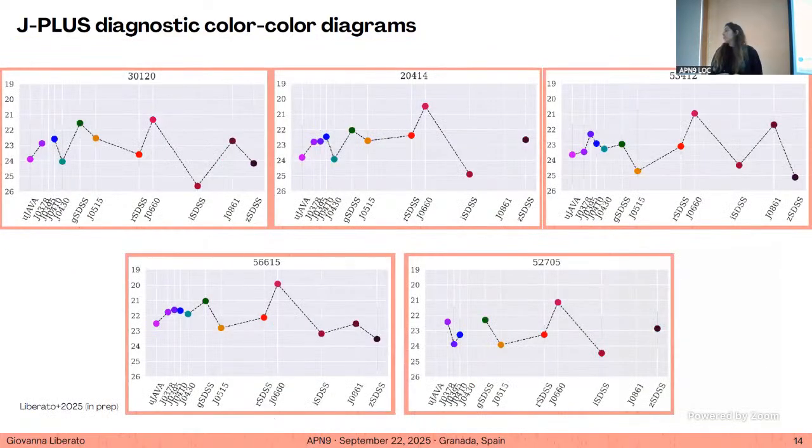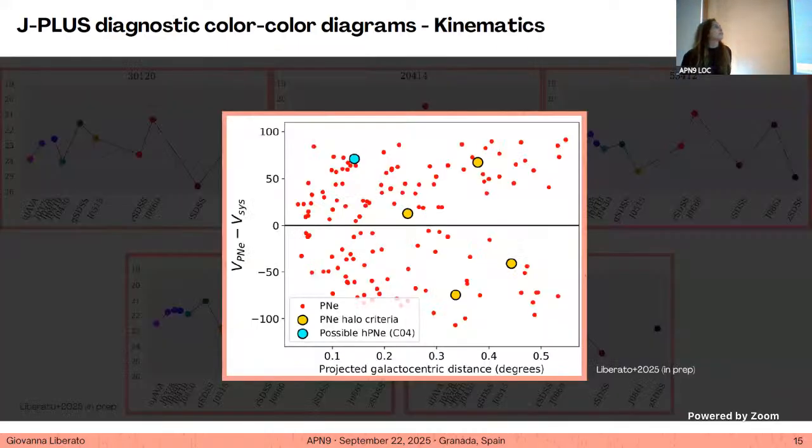So first we start looking at the 5 planetary nebulae that met the color criteria. Here we have their J-PLUS SEDs, but we can't infer much from this about their belonging to the halo or the disk of the galaxy. So we decided to do a simple velocity study of them as well.